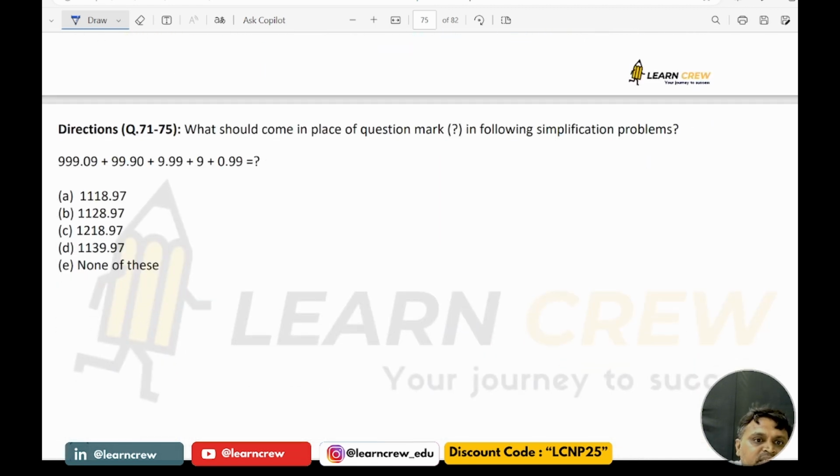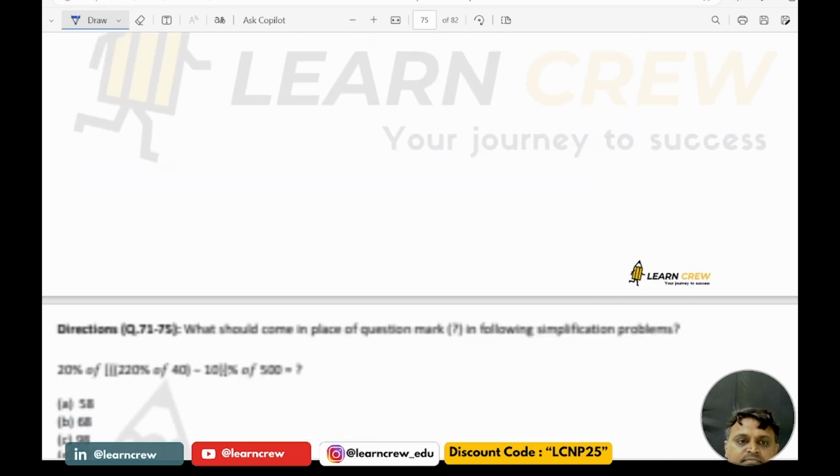So the digital sum must be 9. Where you have digital sum 9 here? 111, 18, 9. So the first one is the answer because the digital sum is 9. First one satisfying. So it is correct.